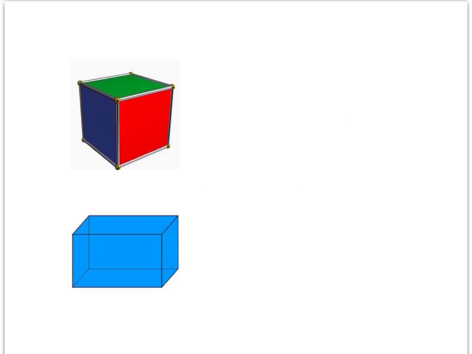And then we've got two special prisms. This one here, where all 6 sides are squares, is a cube. And if we have something that looks like a cube, but actually we've got 4 sides that are the same and then 2 other sides, then this is called a cuboid. So a cube is like a 3D square and a cuboid is like a 3D rectangle.